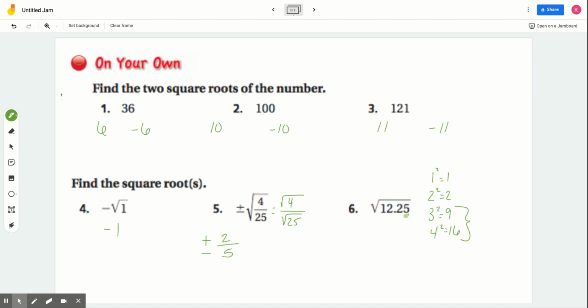So since we know it ends in a 5 and we know it has to be between 3 and 4, let's try 3.5. So when we multiply 3.5 times itself, we can see here that we're going to get an answer of 12.25. So the answer to number 6 is positive 3.5, since it's asking us for the positive square root here.